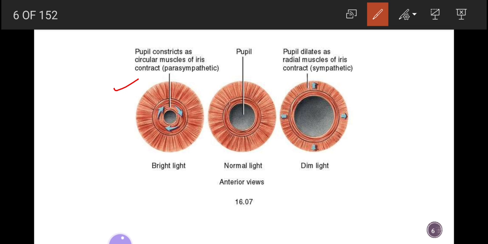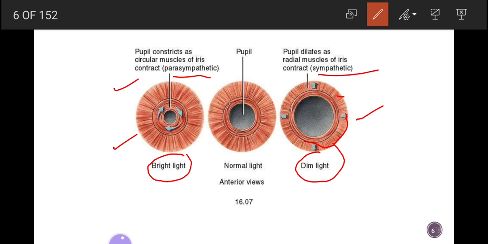Pupil constricts. Why does it constrict? Because the circular muscles of the iris contract. This is under the control of the parasympathetic nervous system. So when we have parasympathetic stimulation, the pupil constricts. This occurs in the presence of bright light. The second response is the dilation of the pupil. The pupil dilates as the radial muscles of the iris contract. This occurs in the presence of sympathetic nervous response and also in dim light.